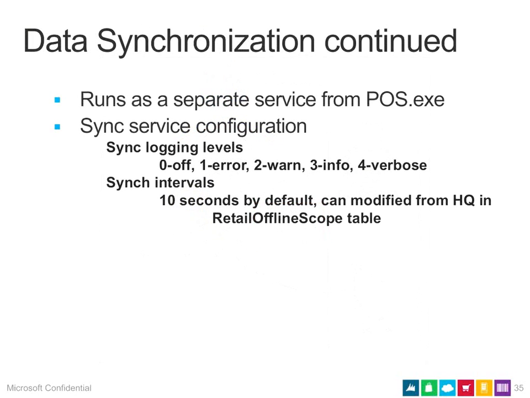Like I mentioned, it runs as a separate service. You can configure the logging levels for that synchronization service. In case you've made some customizations, or you want to see what an issue is with the synchronization, you can tweak that logging to help troubleshoot the issue. This sync service also runs at intervals. By default, every 10 seconds we're checking to see if there's new data, but you can change that interval if you need to. That can be modified at the HQ in the retail offline scope table.